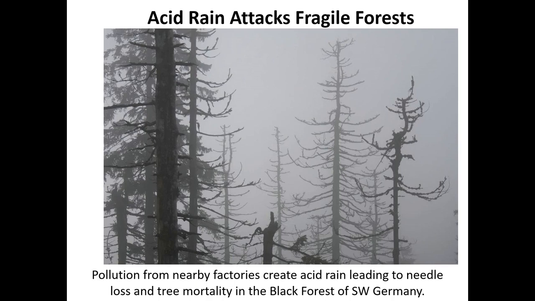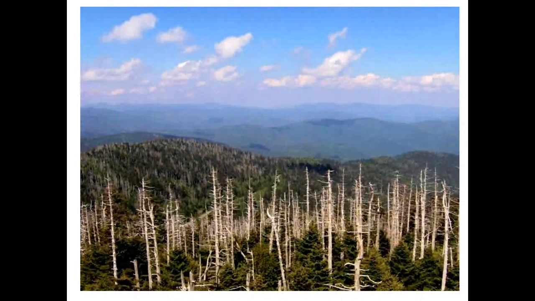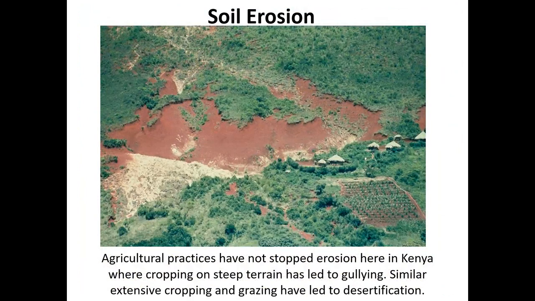But this is a picture of a forest in southwest Germany that was hit very hard by acid rain. Acid rain has hit places in Canada as well. But the good news is when you cut down on the amount of pollution, forests can recover fairly quickly from acid rain. So the trees that die will eventually die and break down. But if you can cut down on new acid rain sources, they can recover fairly quickly within about 20 years or so.